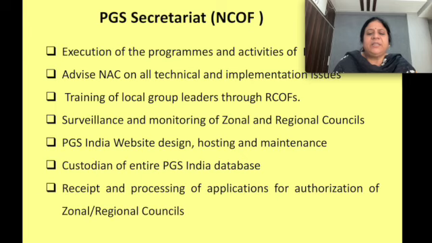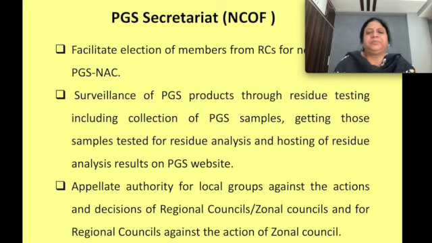Custodian of the entire PGS-India database. Database maintenance is very crucial. Transparency and traceability are the main components of PGS-India. Receipt and processing of applications for authorization of zonal and regional councils. So NCOF facilitates election of members from RCs and the PGS NAC, everything.